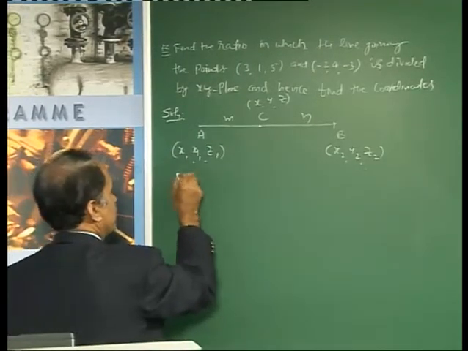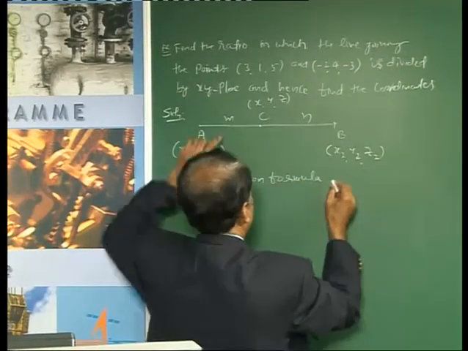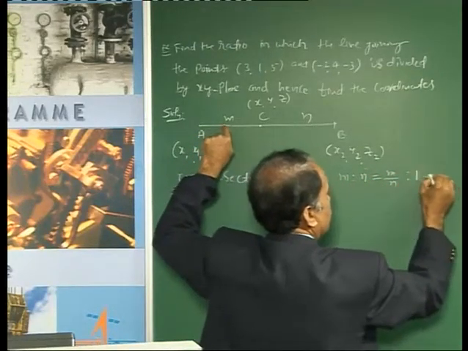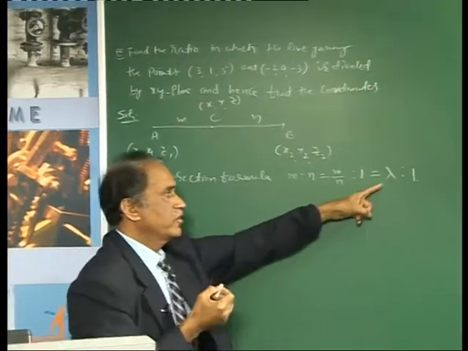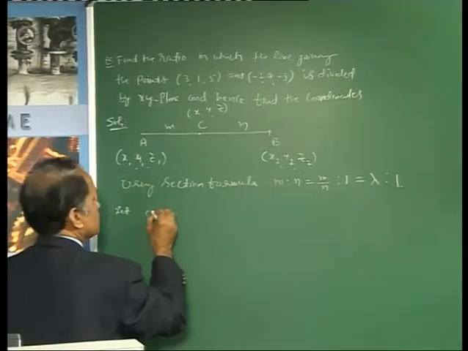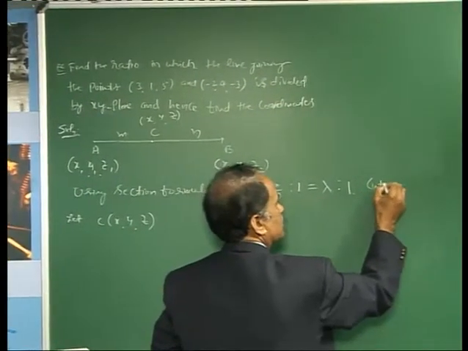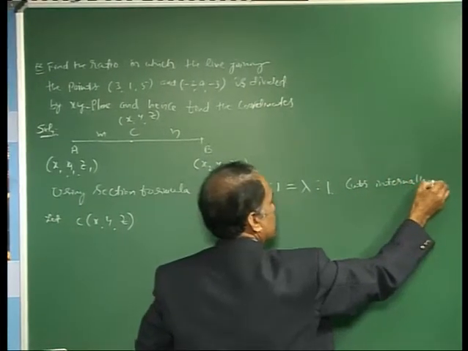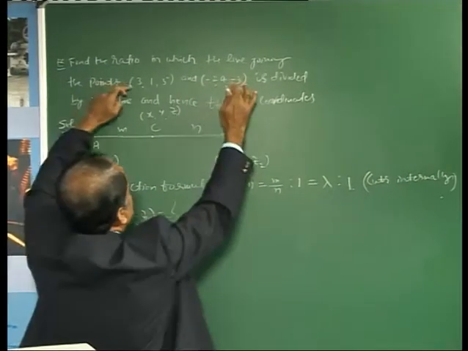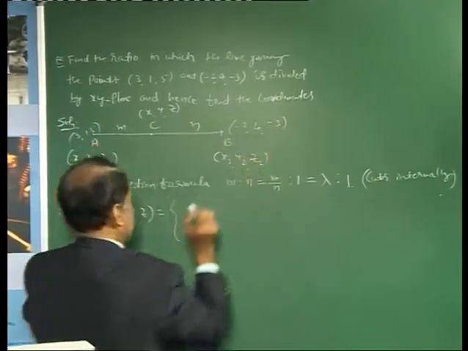Fine. Using the section formula, what we do here is let m is to n be taken as m by n is to 1, which is taken as lambda is to 1. Now, lambda is nothing but the m by n value. Therefore, let C be x, y, z, and let us assume it cuts internally. These points are given: 3, 1, 5 and -2, -4, -3.